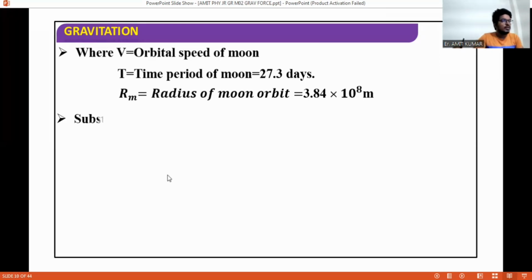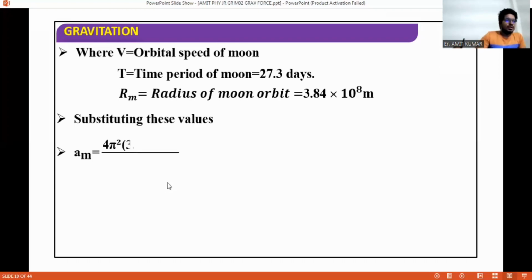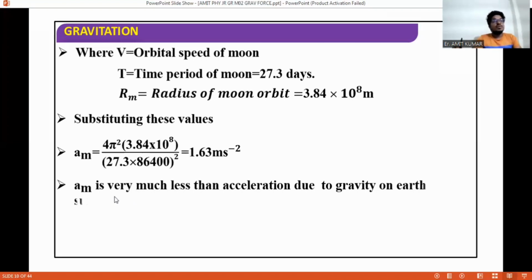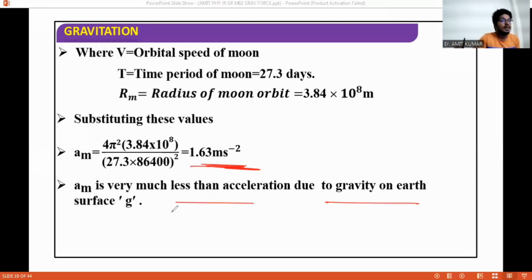So when you put all these numerical values, after solving, AM is 1.63 meter per second square. You should know this relation. You should take care of this relation in your brain, that this centripetal acceleration is coming 1.63 meter per second square. So AM is very much less than the acceleration due to gravity on Earth's surface, G.